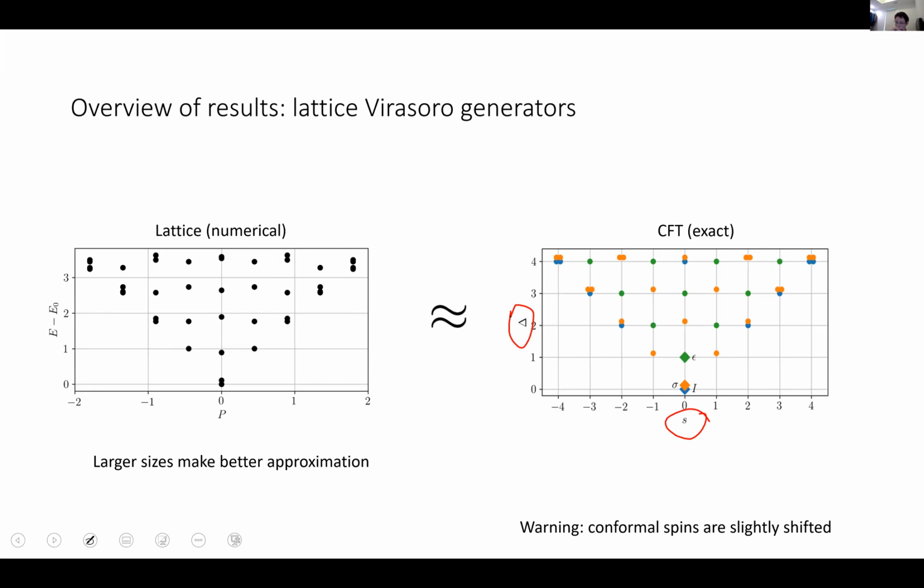For example, in the CFT, you see that there are three colors in this figure, and each color is known as a conformal tower.